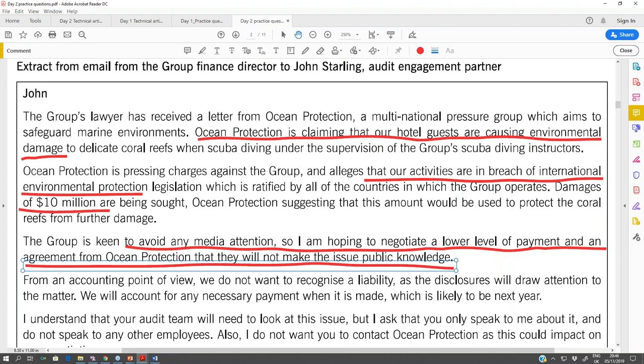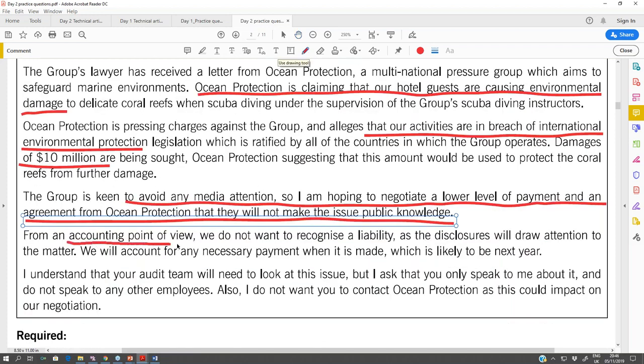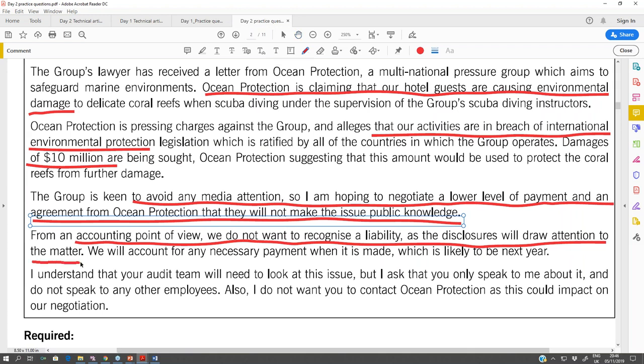From an accounting point of view, we don't want to recognize a liability as the disclosures will draw attention to the matter. So see, that's another strange matter. They don't want to recognize a liability because they think that will bring things to public. So we will account for any necessary payment when it is made, which is likely to be the next year. So that's technically wrong. There is $10 million sought, which we should be recognizing as a provision, and the provision should be adjusted in the financial statement for this year. So there are strange comments coming from the director.